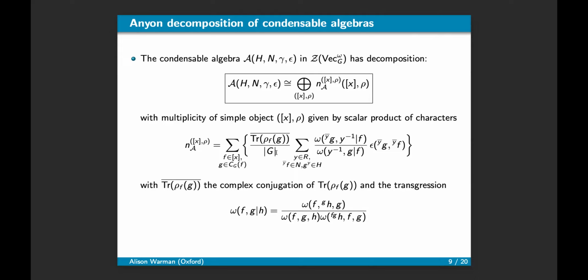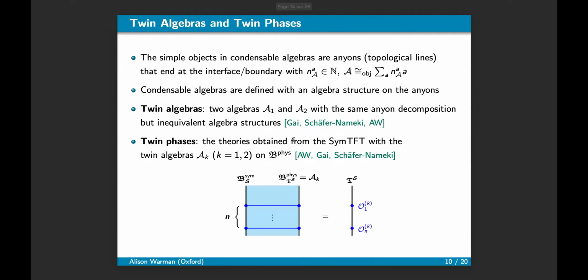And we see that, whereas for a group, the character of the representation would be just a function of one group element, here we have a function of two group elements because it's a quantum double. And then here on the left-hand side, this is the character of the anyon. Basically, we're taking the scalar product, and this gives us the anyon decomposition of the algebra, so it gives us the underlying object. Now, interestingly, there can be inequivalent algebras that have the same object, the same anyon decomposition, and we call these algebras twin algebras.